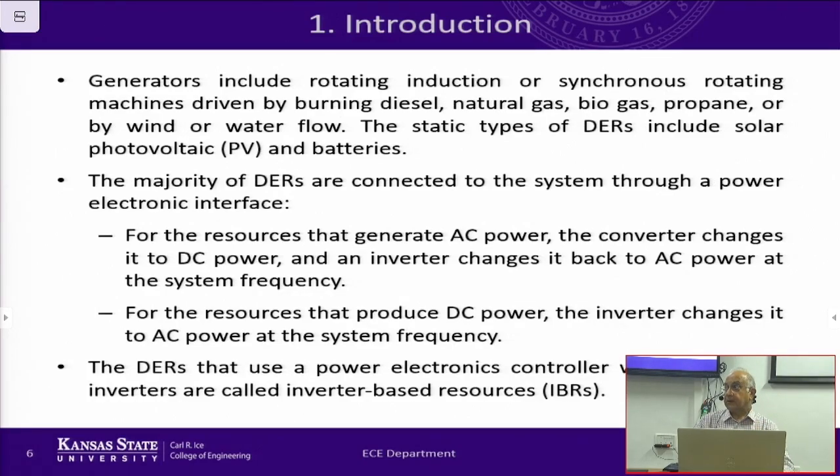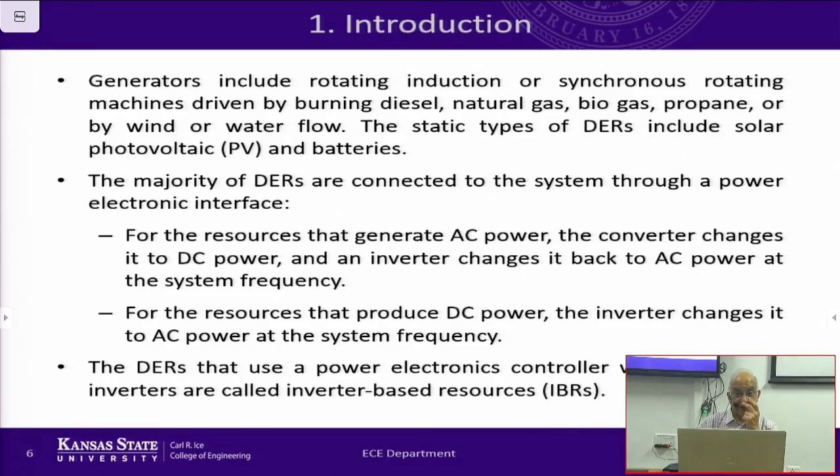So typical examples include rotating induction or synchronous machines. They can be driven by diesel generators. Diesel generators are also considered a distributed resource if they're small. It could be natural gas, biogas, propane, wind, or even water-based hydro stations, small ones, or other types of prime movers. I forgot to mention wind and water, both can be there.